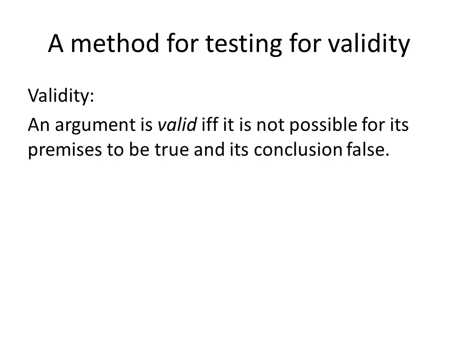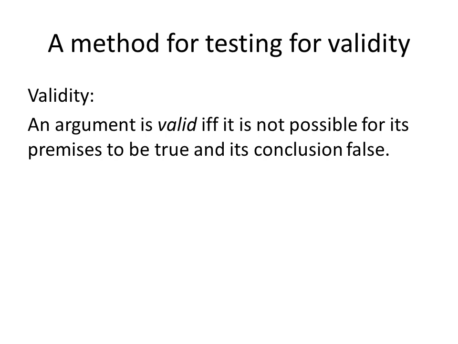So an argument is valid if and only if it's not possible for its premises to be true and its conclusion false at the same time. So what this tells us is that an argument's valid just in case, if the premises are true, the conclusion has to be true as well. If it were possible for the premises to be true and the conclusion false at the same time, the argument would not be valid, and an argument's invalid if and only if it's not valid, so the argument would be invalid.